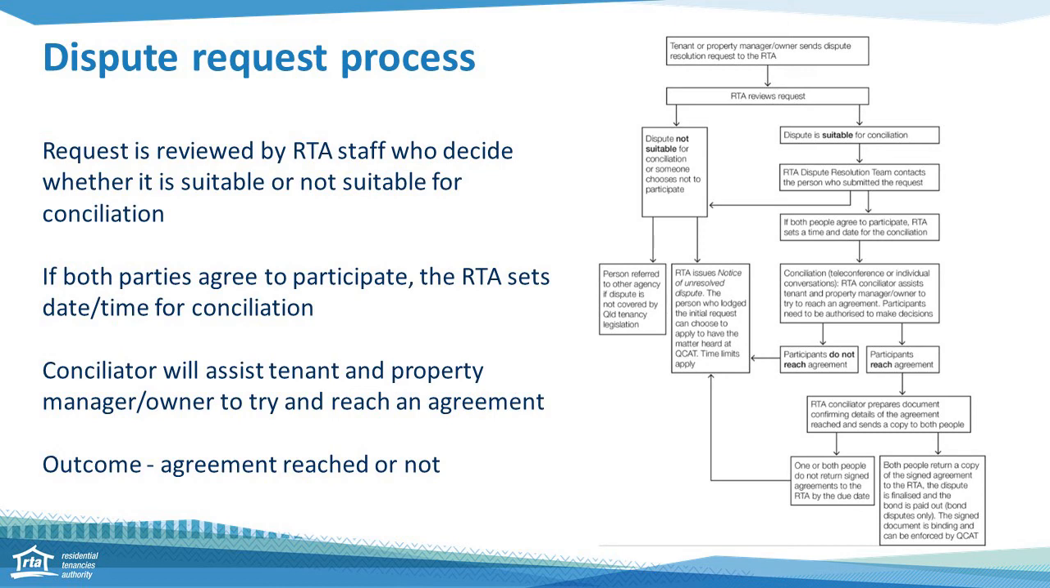The role of the conciliator is impartial. They're not there to take sides nor make decisions, but they're there to help facilitate the conversation and negotiations and help parties reach a suitable outcome. If there is an agreement reached, it will need to be signed by both sides. However, if there is no agreement reached, a notice of unresolved dispute is issued and you would need to take that to the tribunal. The matter is deemed to be non-urgent as outlined in the tenancy legislation.